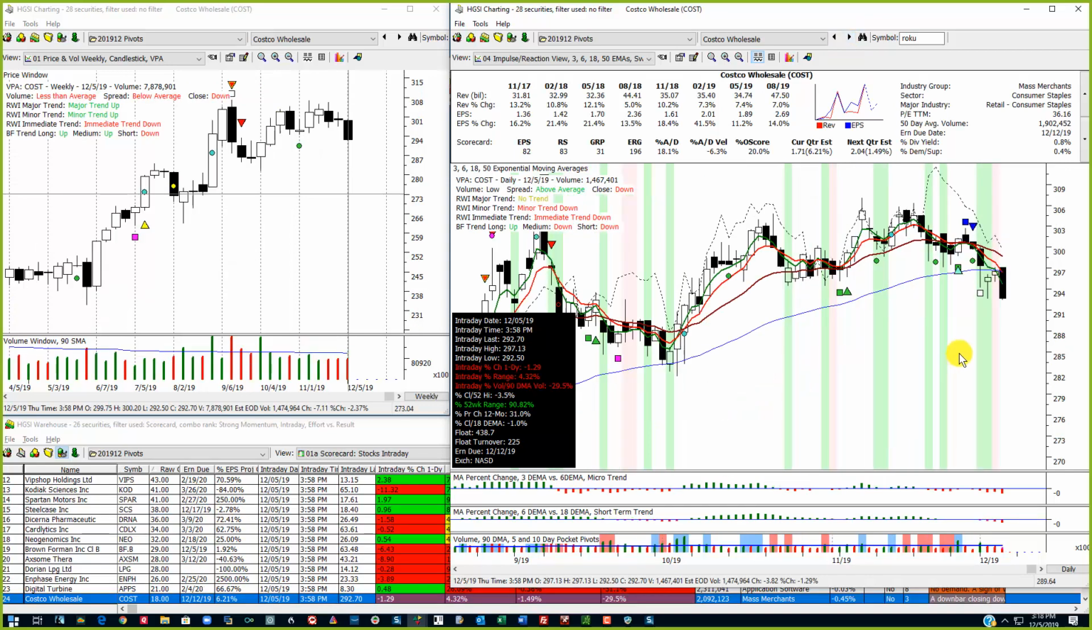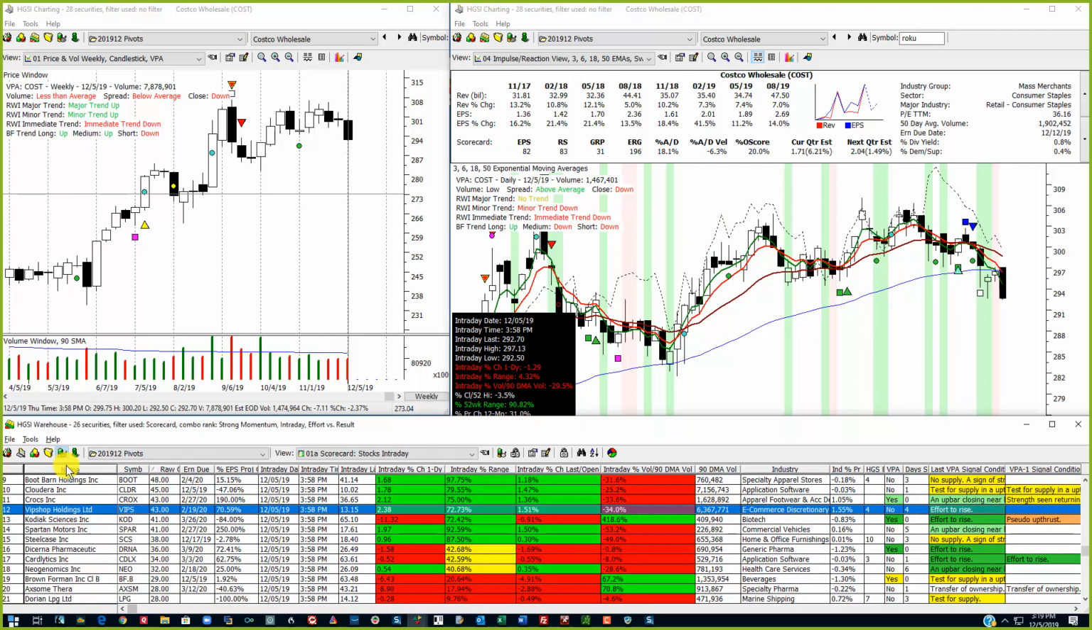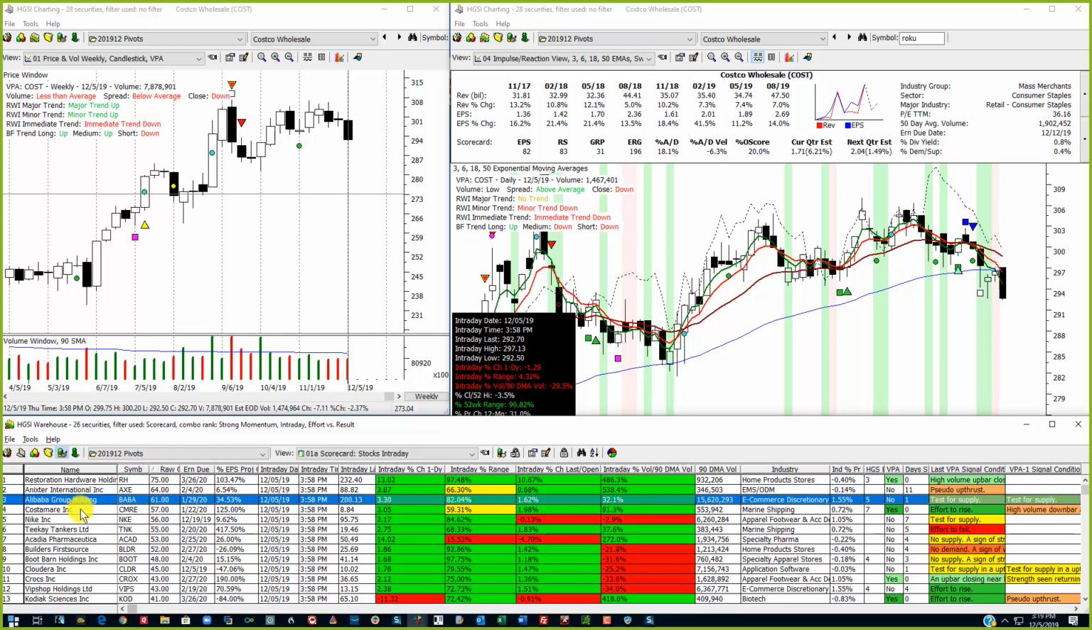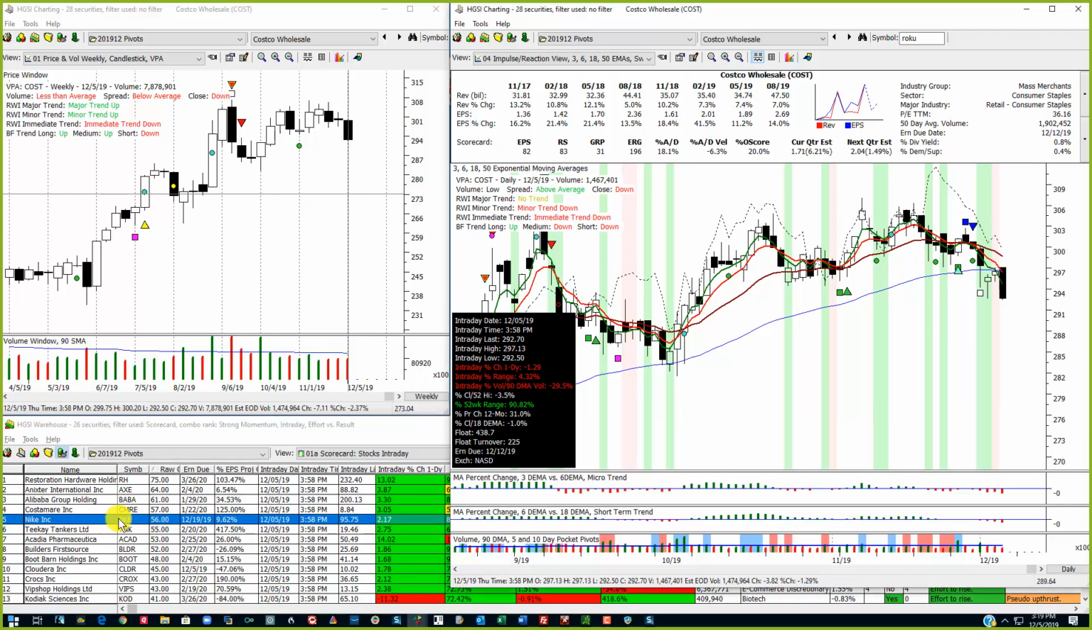Here's Costco. Now, I don't know why I have Costco in this list, but it's obviously broken down. You can see the moving averages all crossed over, and the histogram has turned negative. It consolidated for a long time. I don't know why that one's in there, to tell you the truth. Okay, Nike. Let's take a look at Nike.